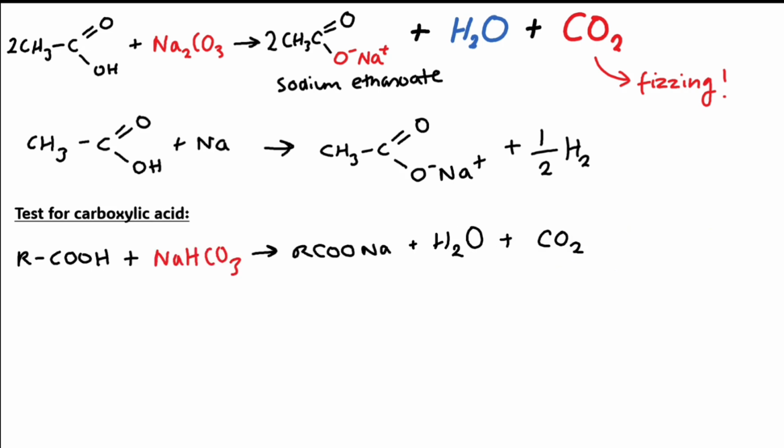So the test for carboxylic acid is you add sodium hydrogen carbonate. To test for carboxylic acid, sodium hydrogen carbonate produces water and carbon dioxide, and the same product with the sodium ethanoate, sodium propanoate, sodium methanoate, whatever it is, okay? Sodium hydrogen carbonate to test for carboxylic acid.